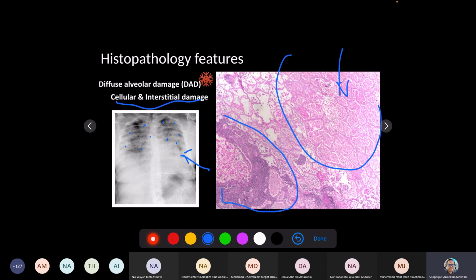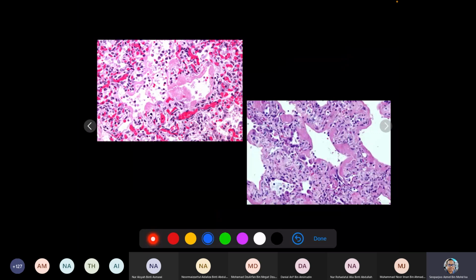Because once the alveolar spaces are damaged, there's no way you can replace them, or I would say that you can pump in or give oxygen to the patient, because the alveoli have already been damaged. So that's the severity of COVID-19. So this is another image that can show diffuse alveolar damage. This is a close up of the alveolar spaces.